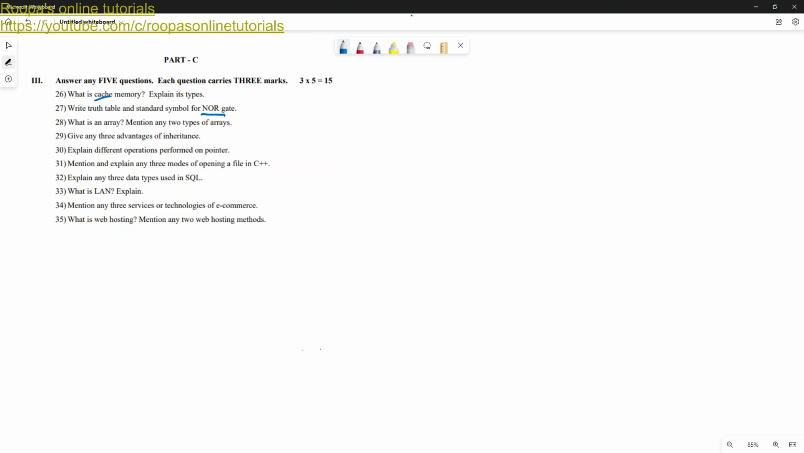The two types are, one is single dimensional array, or you can also write one dimensional array, or double dimensional array, or two-dimensional array. Either of it you can write. So you get 3 marks for it. So what is an array? Collection of homogeneous elements under the same name.